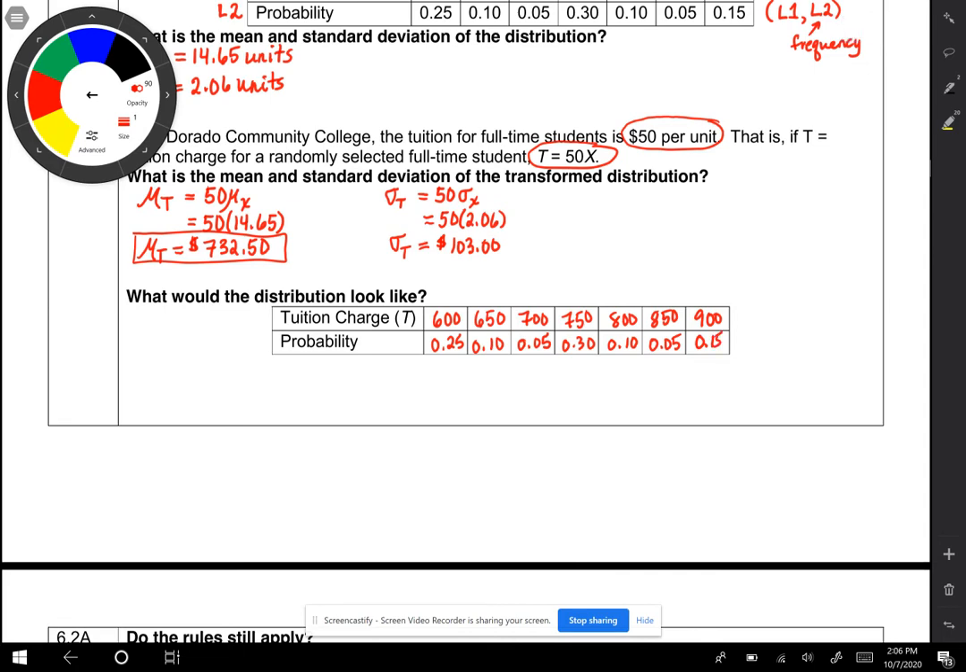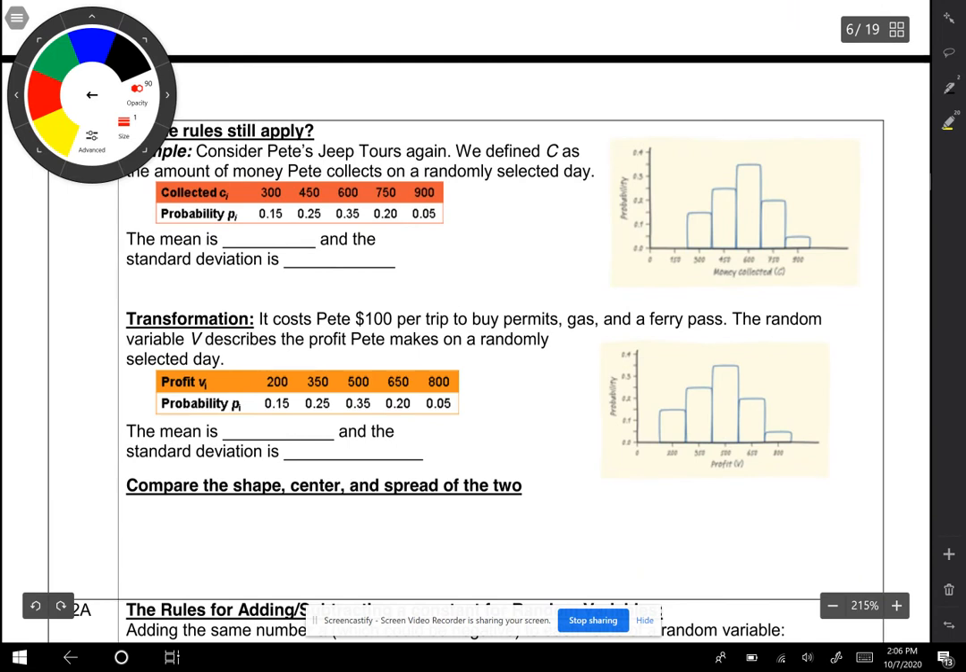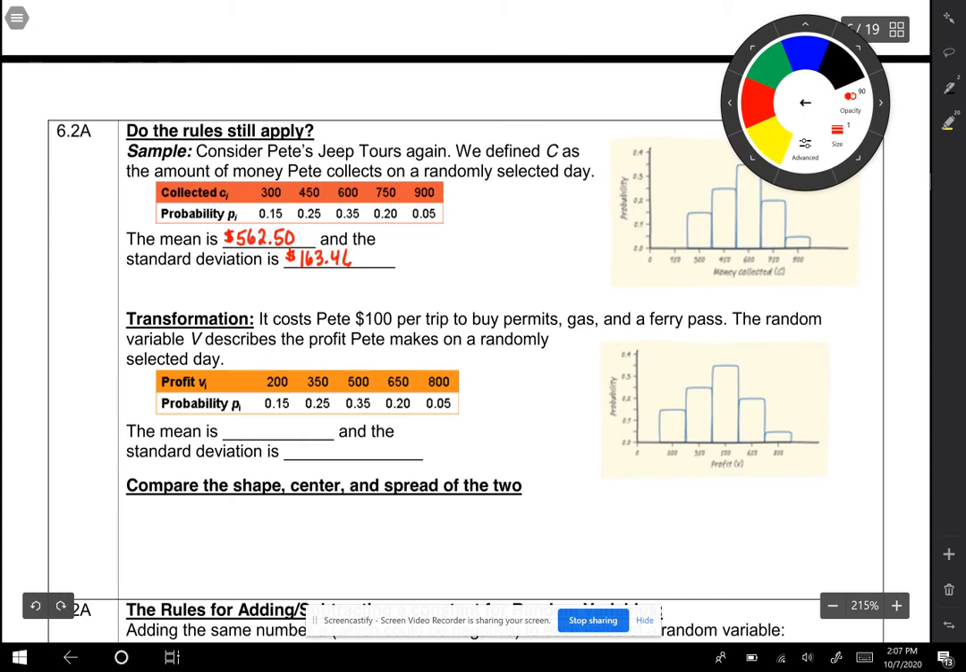All right, let's go back to Pete's Jeep tours again. We define C as the amount of money Pete collects on a randomly selected day. Just putting in the answers we already got: $562.50 for the mean amount collected, and the standard deviation was $163.46. So list 1, list 2, and the probabilities stay the same.